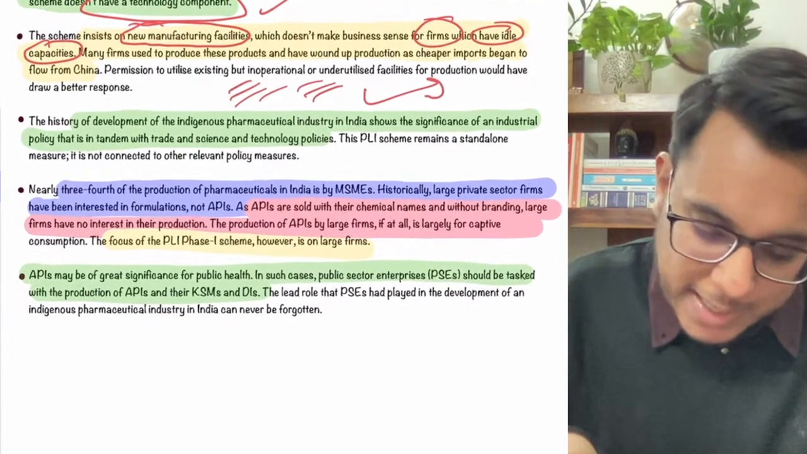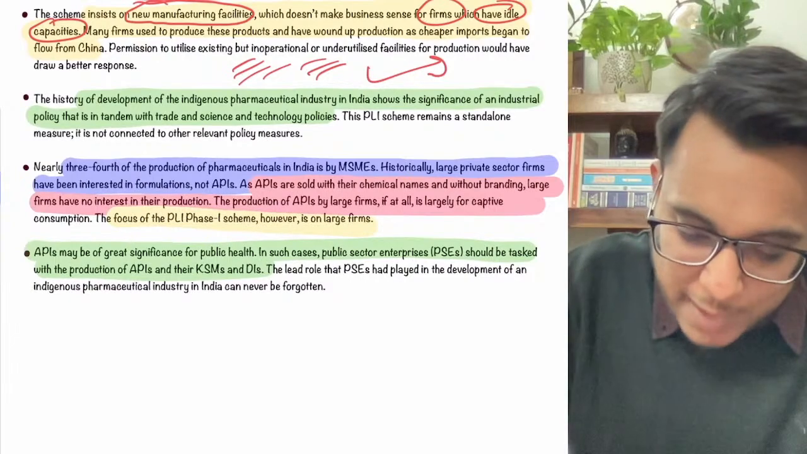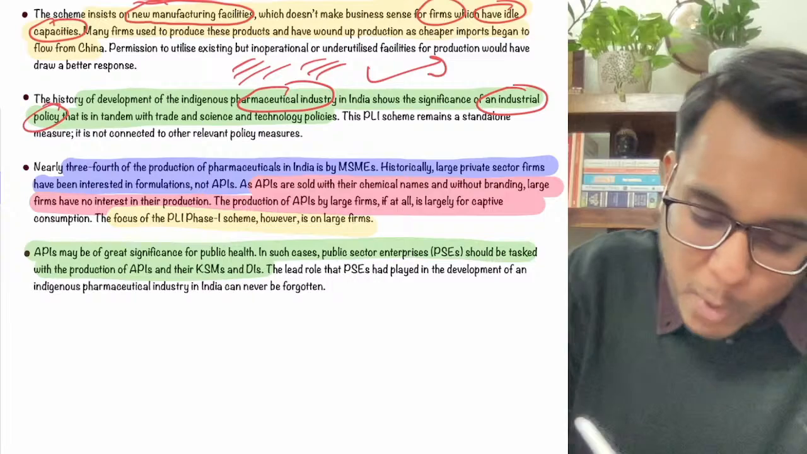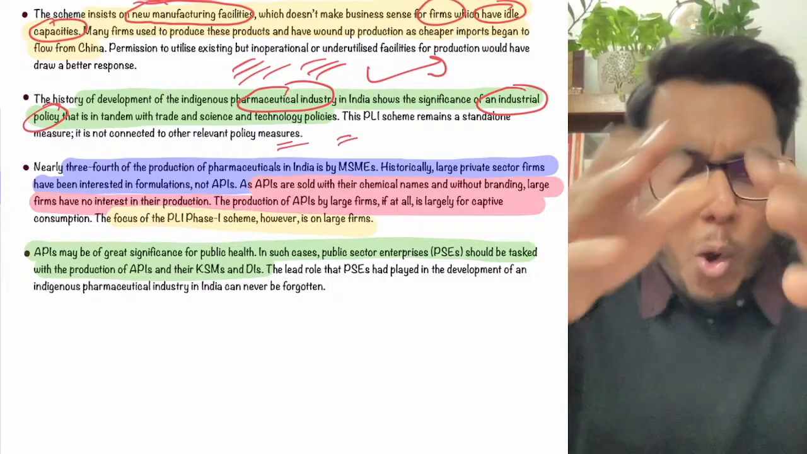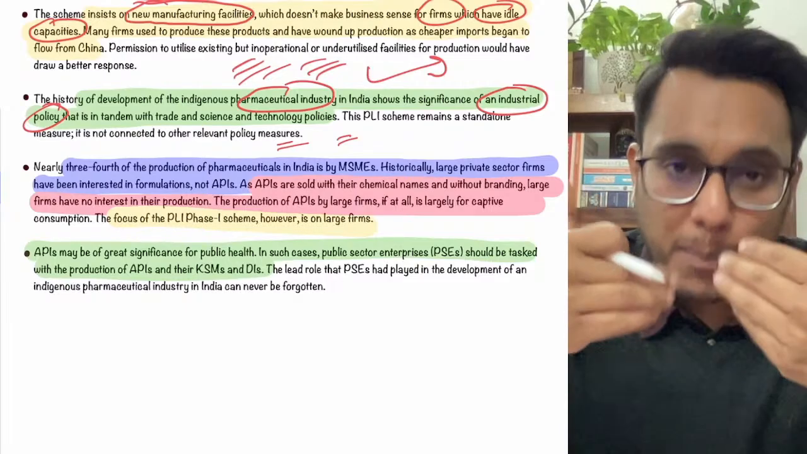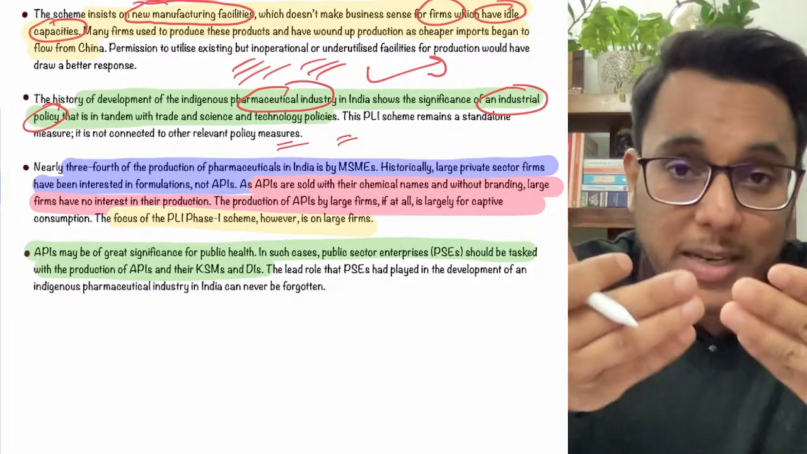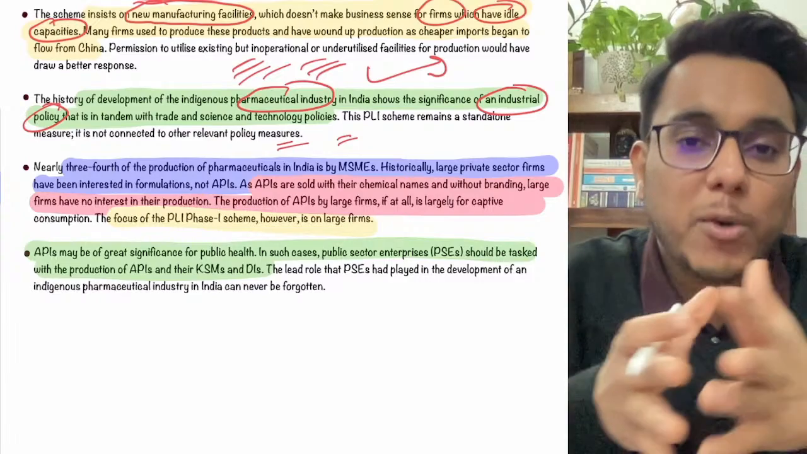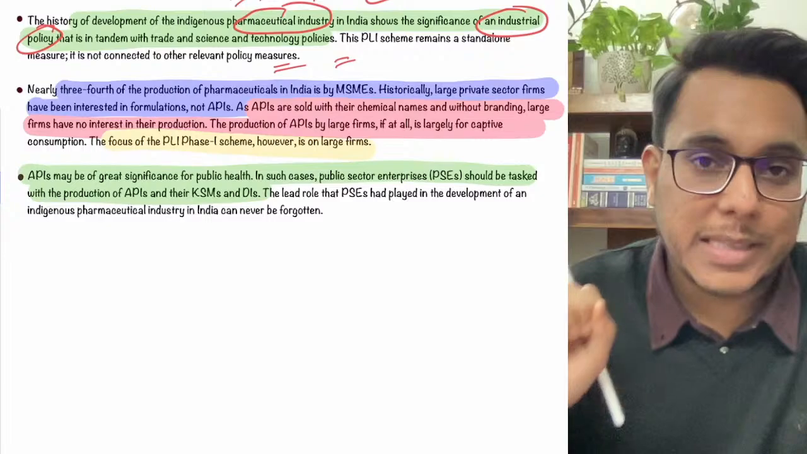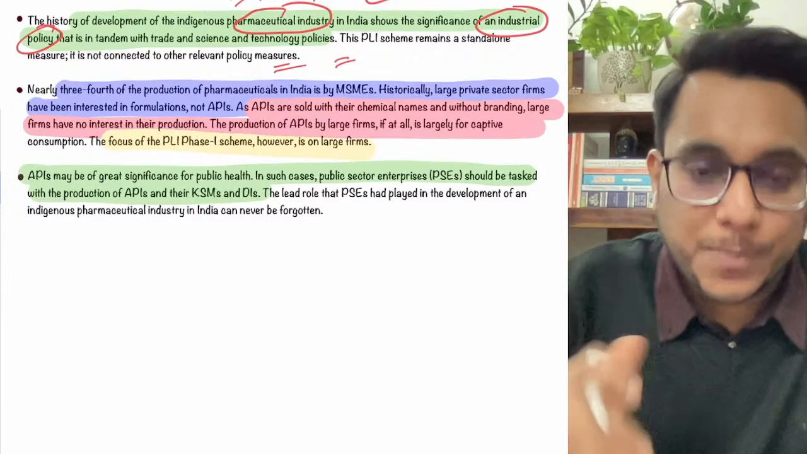Then the next thing is that the pharmaceutical industry needs to be in tandem with the industrial policy and science and technology policy; all need to be synchronized. But what happened is that the science and technology policy, the industrial policy and the PLI scheme are not properly synchronized.